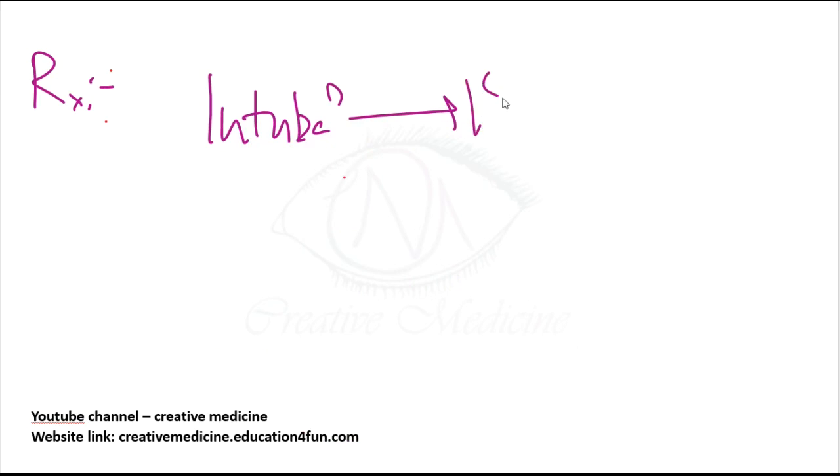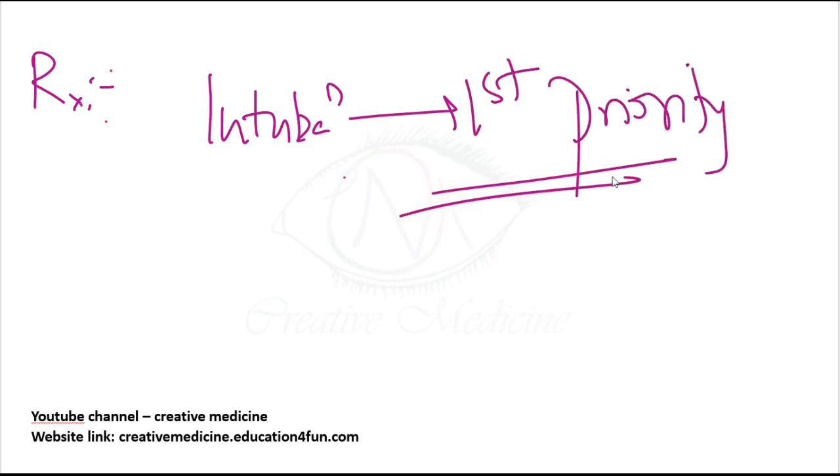Next, what about the treatment? First and foremost, you should do intubation. Intubation is the first priority in these patients. If you are asked what the first priority is, it is intubation, regardless of the severity of respiratory distress, because the disease progresses rapidly.